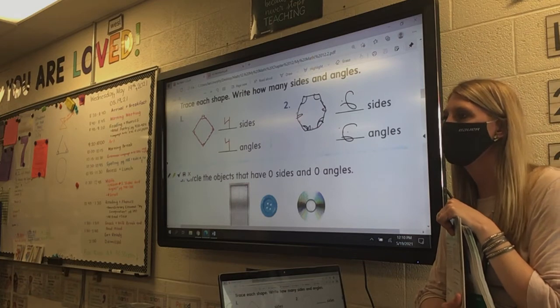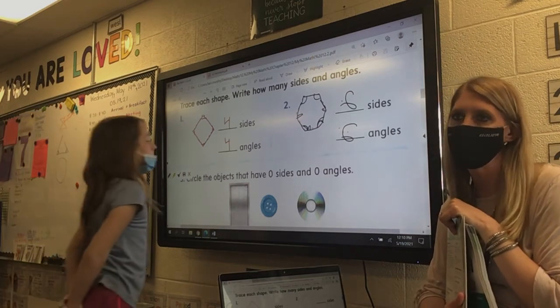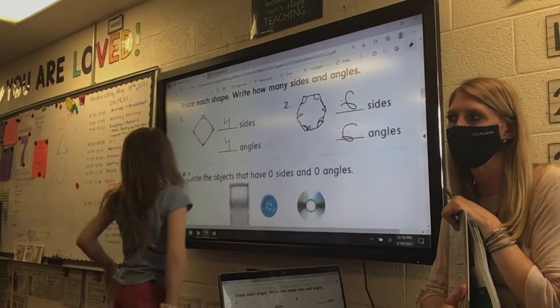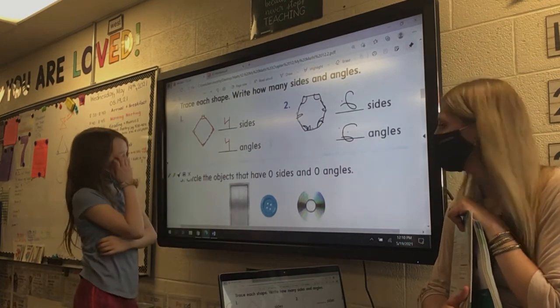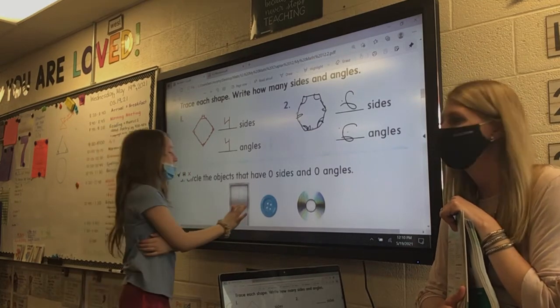0 sides, 0 angles. What objects down here? A door, a button, and a CD. You guys probably don't know what DVDs or CDs are. Are there 2? Good. Is there 2? Good. There's 2.